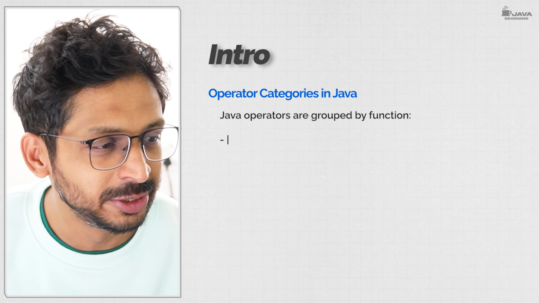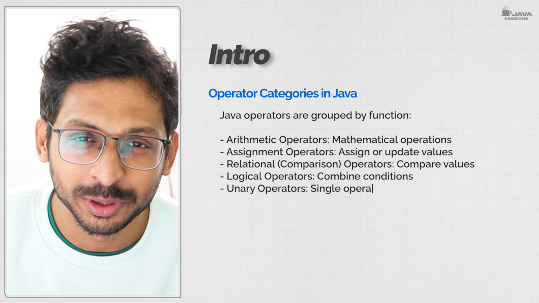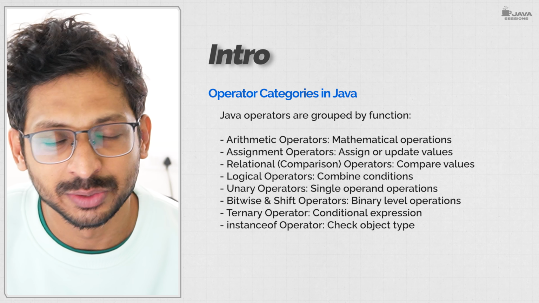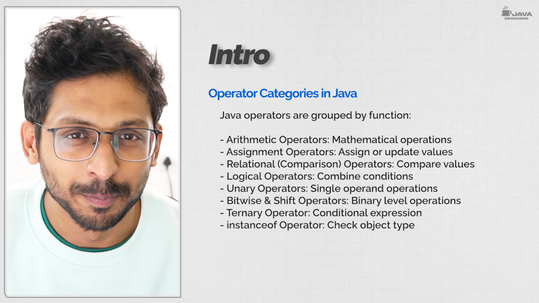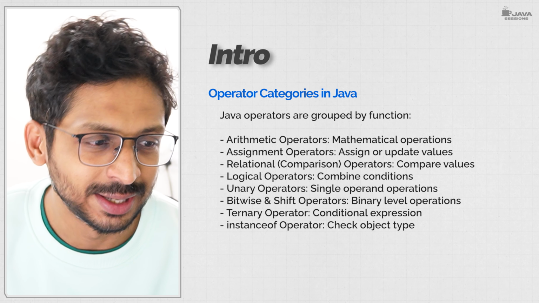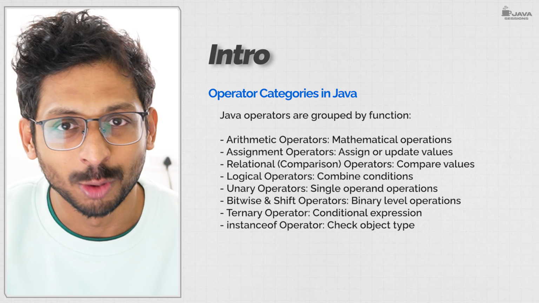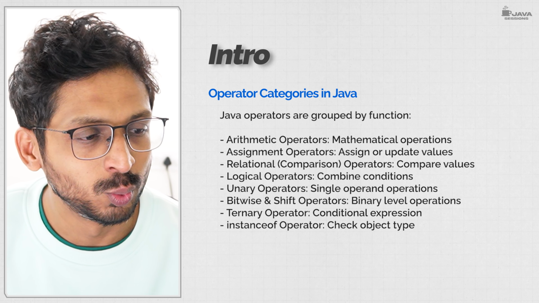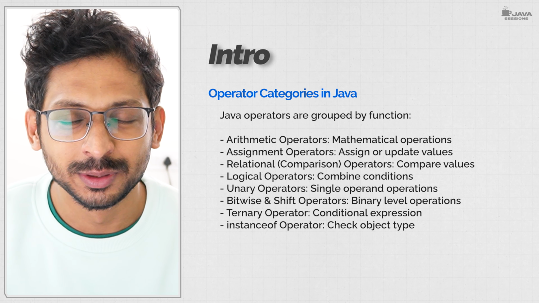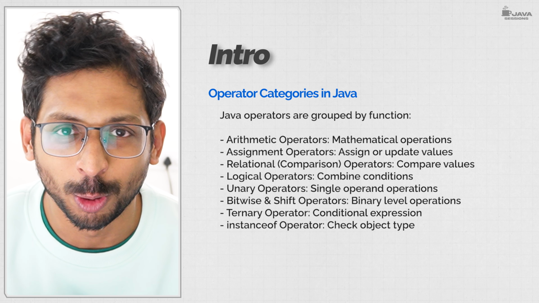In this chapter we'll break down operators into clear functional categories, like arithmetic operators for mathematical operations, assignment operators to assign or update a specific value, relational operators to compare two values, logical operators to work on compound decisions like and or, unary operators to work on a single variable, that is a single operand, bitwise and shift operators to work on low-level binary operations, ternary operator for a simpler conditional expression, and instanceof operator to check which class an object belongs to.